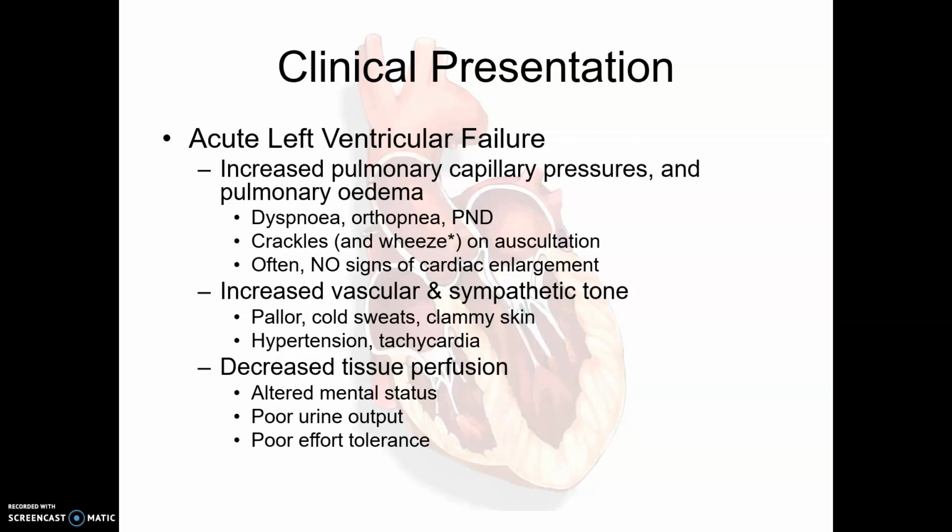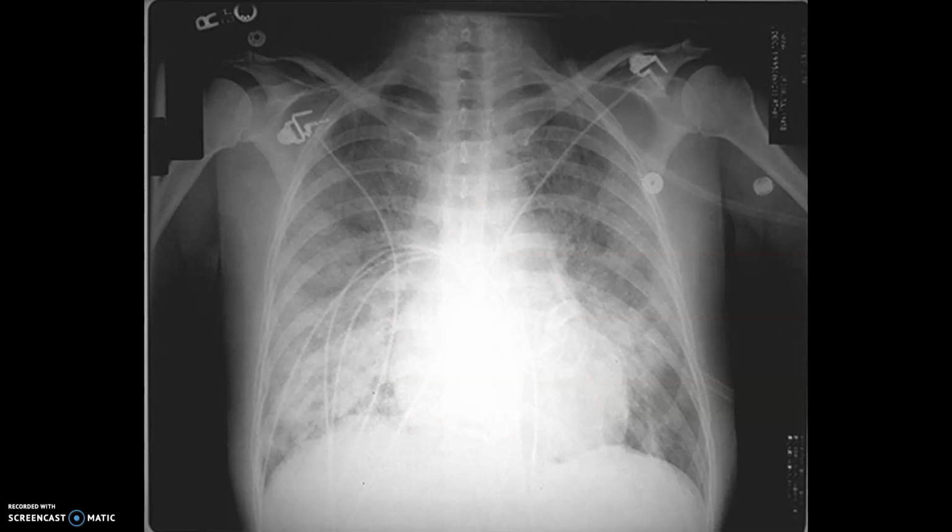Patients also have increased vascular and sympathetic tone as a result of this poor perfusion because of the poor afterload. So they often present pale, cold and clammy, and they have hypertension and tachycardia. Decreased tissue perfusion may lead to altered mental status, poor urinary output, and poor effort tolerance. This is a picture of a chest X-ray showing severe pulmonary edema in a patient with acute left ventricular failure.